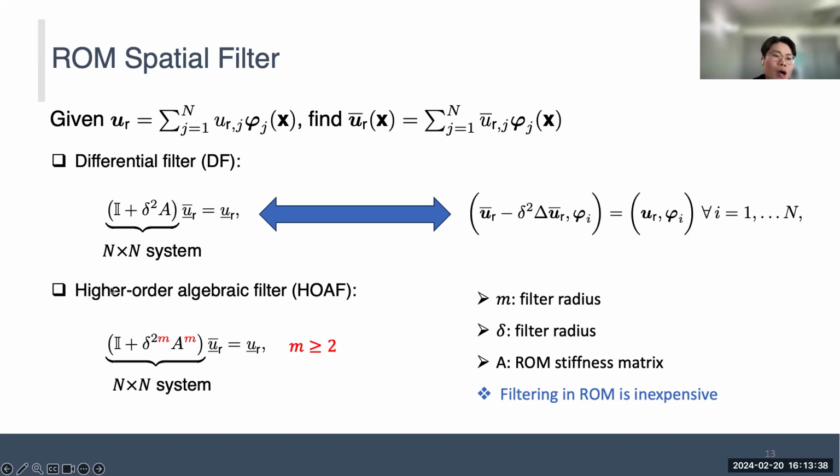And the reason why we call it higher order algebraic filter is because it's hard to write down the corresponding weak form. But the point here is that filtering in the ROM is inexpensive. So you're just solving n by n system. And that cost is still below the tensor contraction cost.